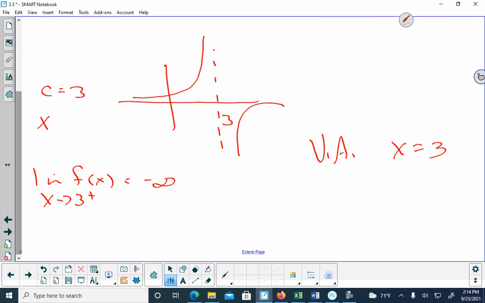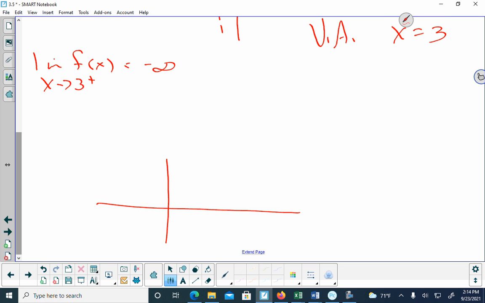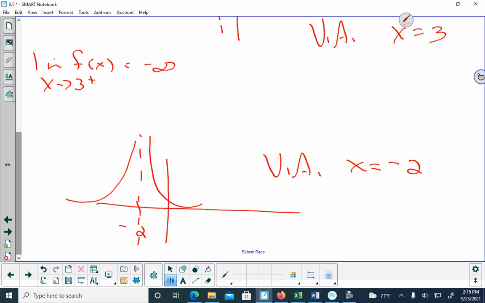Same thing. So let's pick a different number than 3. For some reason, I'm stuck on 3 today. So if I had something like this, then my vertical asymptote would be x is equal to negative 2. Okay?